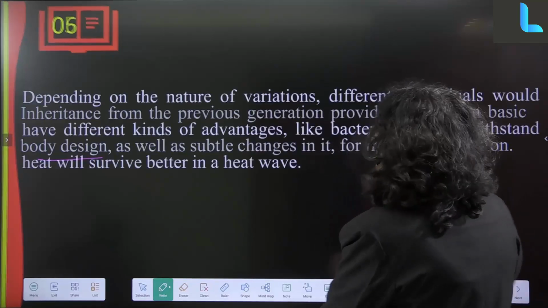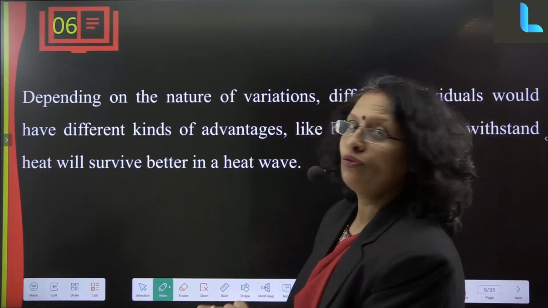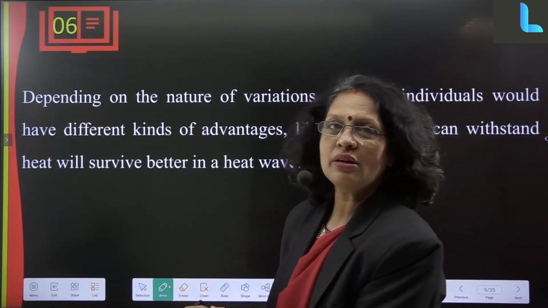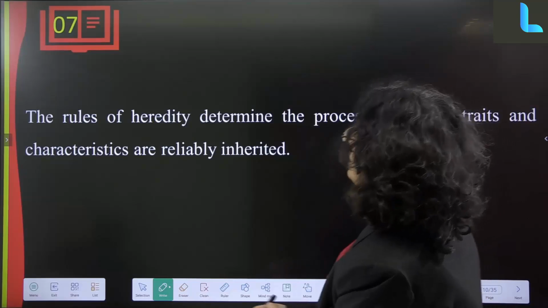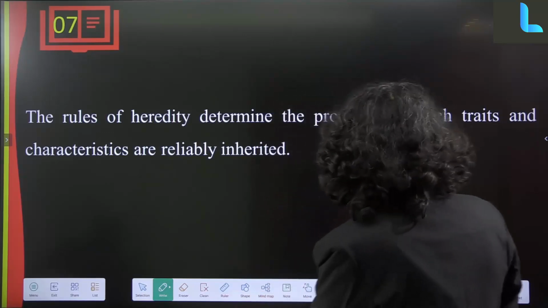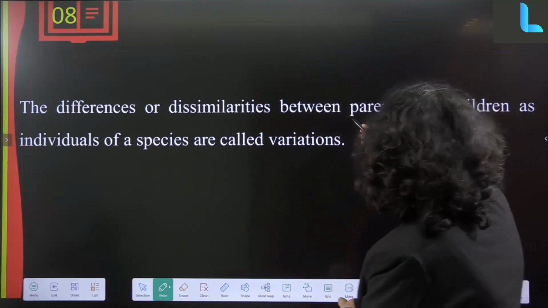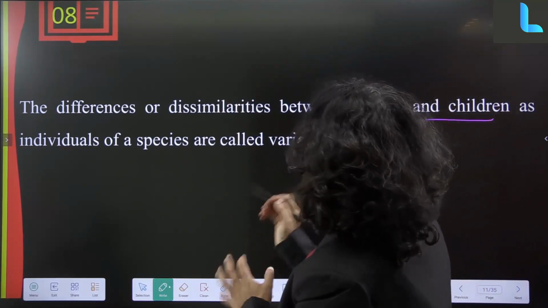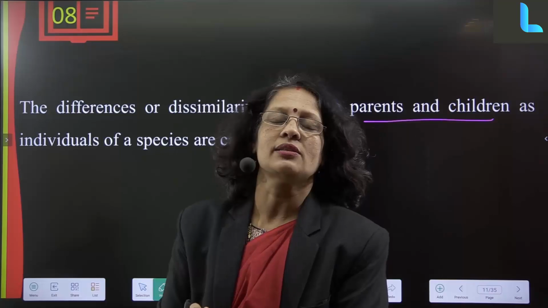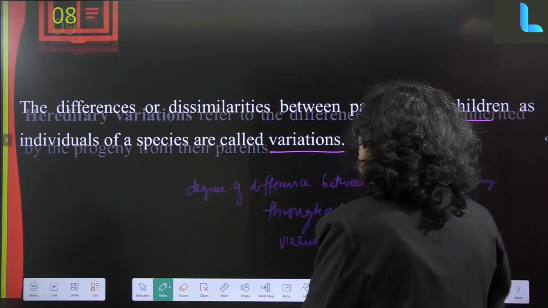Okay. So next we are saying, depending on the nature of variation, different individuals would have different kinds of advantages. Like bacteria that can withstand heat will survive better in a heat wave. Then the rules of heredity determine the process by which traits and characteristics are reliably inherited. Now the differences or dissimilarities between parents and children, as individuals of a species, are called variation. So from parent to offspring, when there are small differences coming, they are called variations. Okay. And what the causes are, we will see now.